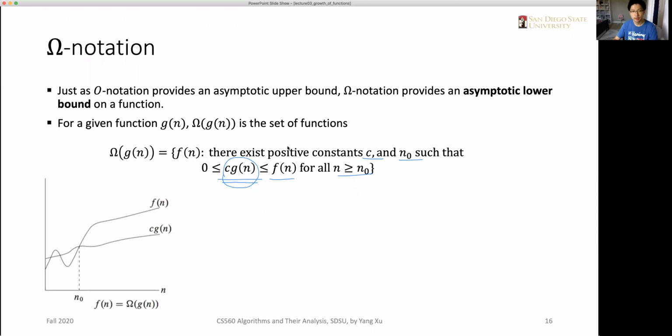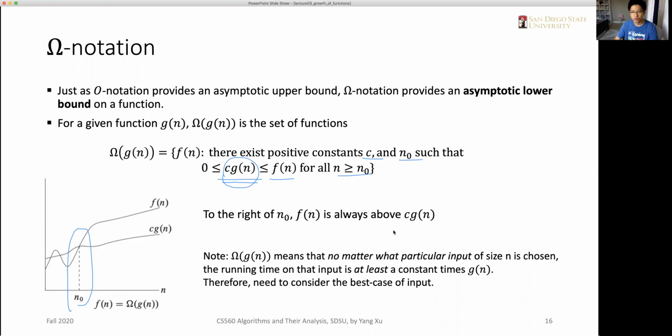Intuitively, we can use this chart to think of the relationship between f of n and c times g of n. For anything above n0, the function f of n is always greater than c times g of n. So the big omega notation means that no matter what particular input size n is chosen, the running time on the input is at least a constant times g of n.